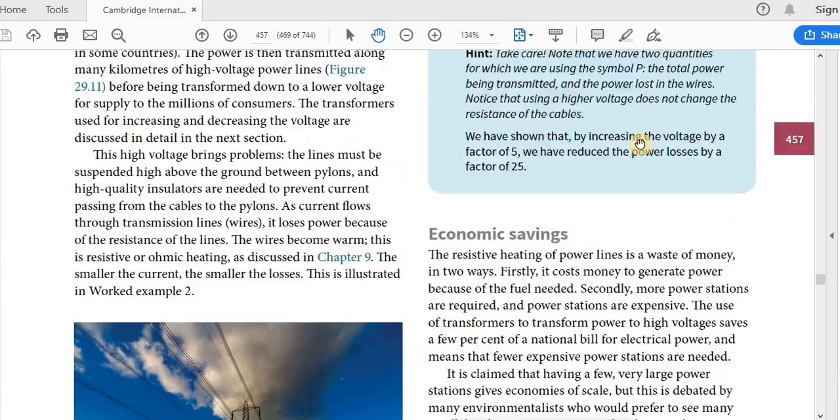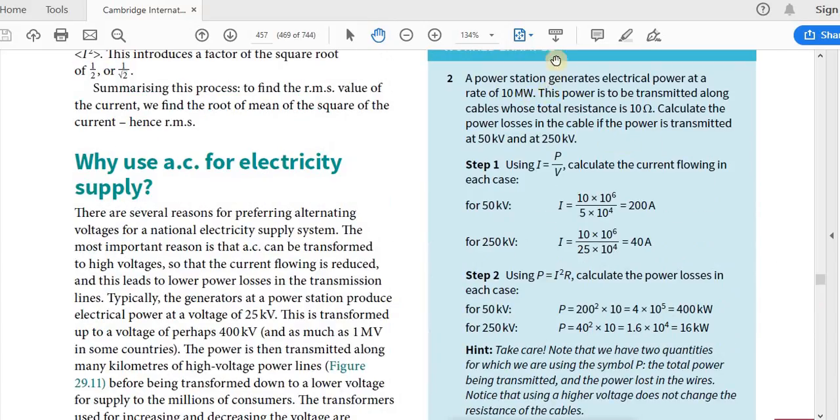Okay, so to help you understand this better, let's go through this example. A power station generates electrical power at a rate of 10 megawatt. This is the power. This power is to be transmitted along cables whose total resistance is 10 ohms. Now they are giving the resistance of the cable. Calculate the power loss in the cable if the power is transmitted at 50 kilovolts and at 250 kilovolts. Now they have given you the power. They have given you the resistance, they have given you the voltage. So let's find that.